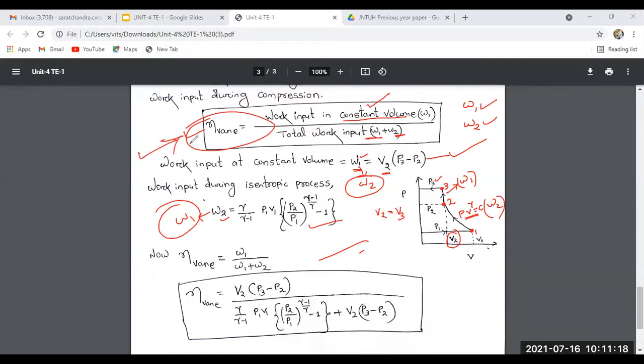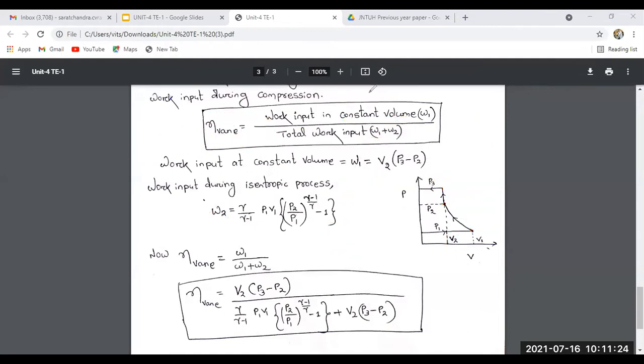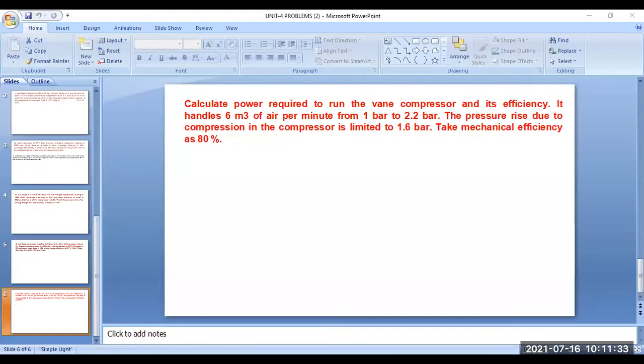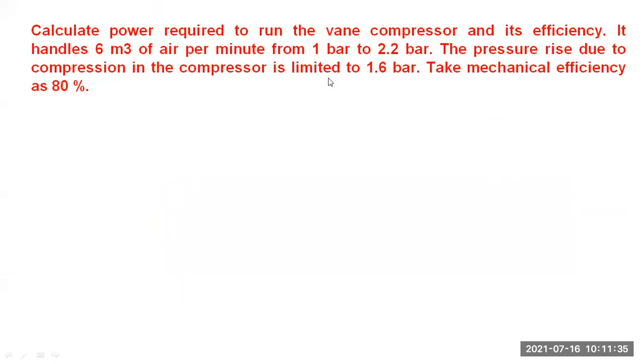So in today's class we are going to do one problem related to this vane type compressor. Here is the question. Actually, they have never asked any problem from this vane type compressor, but we will still do some problems, so that if this kind of problem comes in the exam, you will not have any trouble.